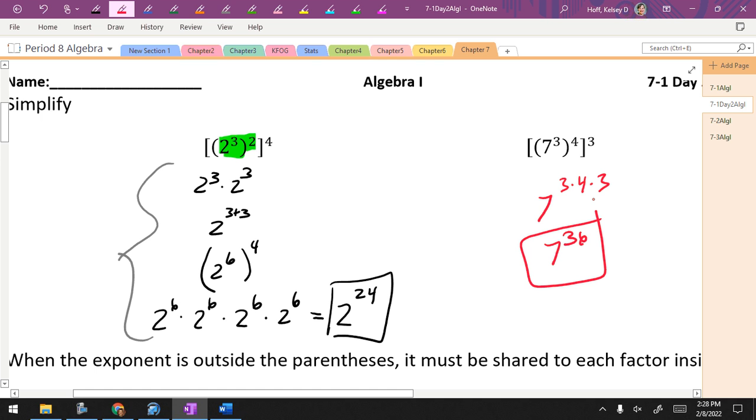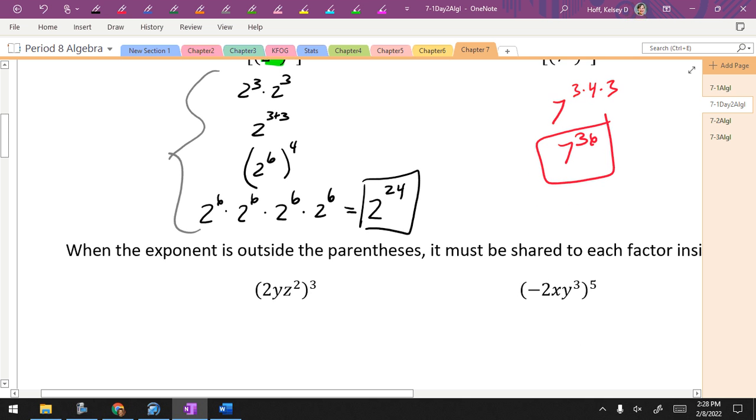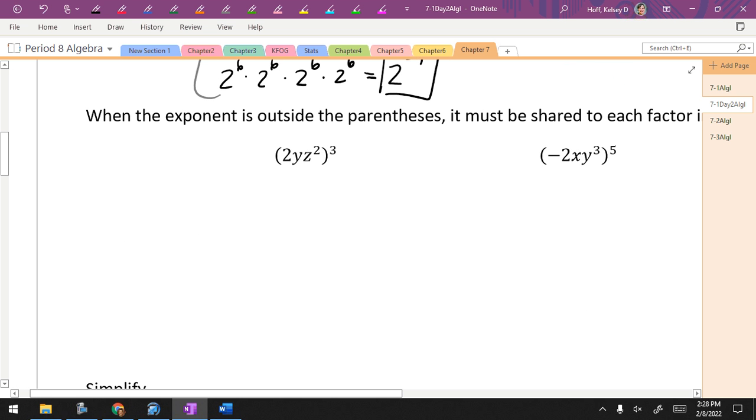I know yesterday was very easy, okay? I know that. Today I'm adding a new rule, and you're going to see both of them come into play today, and you have to be able to differentiate what rule do I use and when. All right? One thing here, if an exponent is outside the parentheses, it's kind of like distribution, it has to be shared to everything on the inside.